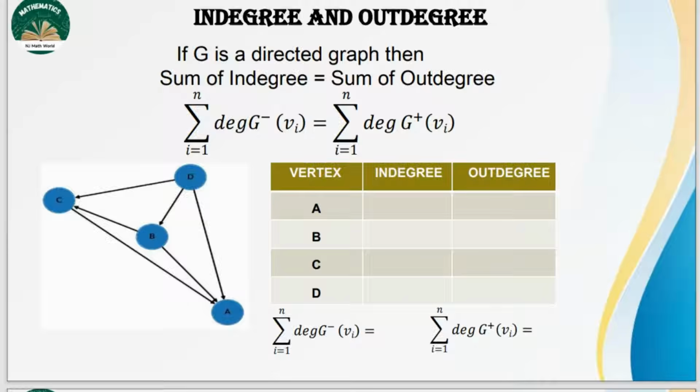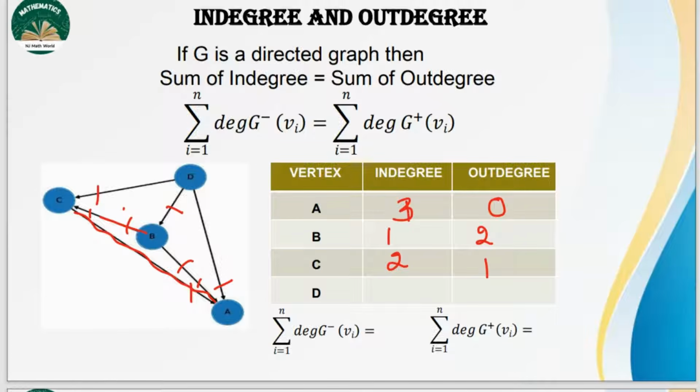So here, according to that, now we'll take it for A. How many in degrees do we have here? In degree is 1, 2 and 3. All three lines are coming in. So it is 3. Then out degree from A we don't have any, so it is 0. Then for B we have 1 in degree and 2 lines going out, so it is 2 out degree. Then next one we have C. For C we have 2 in degrees, 2 lines coming in and 1 line going out. So it is 1 out degree.